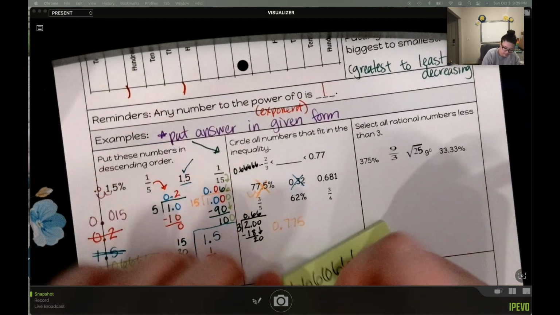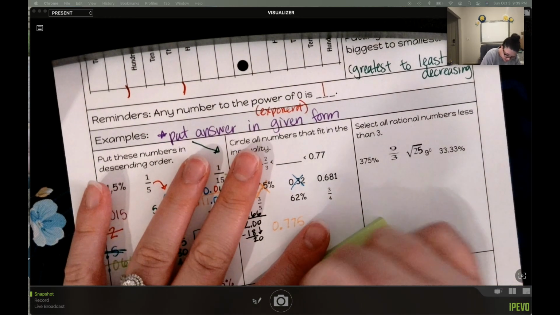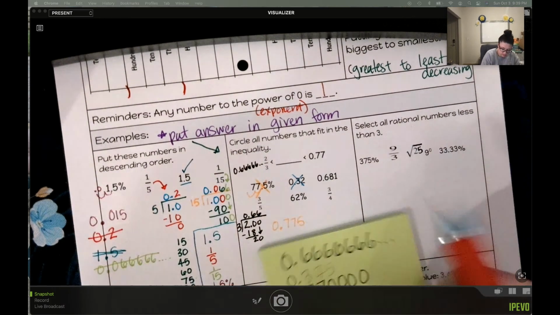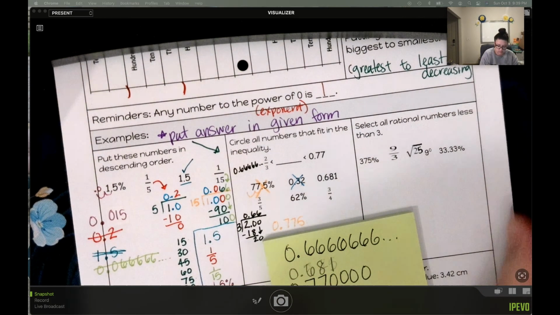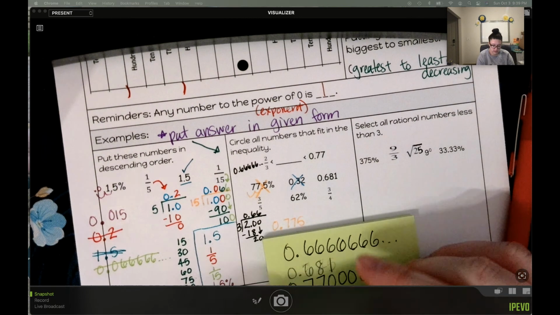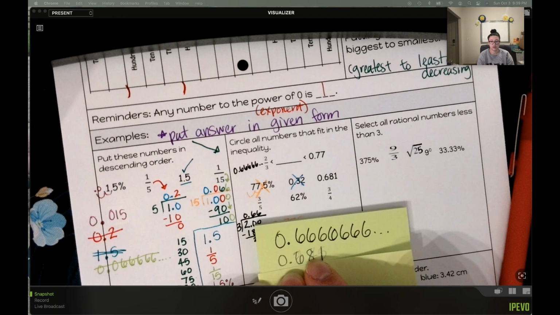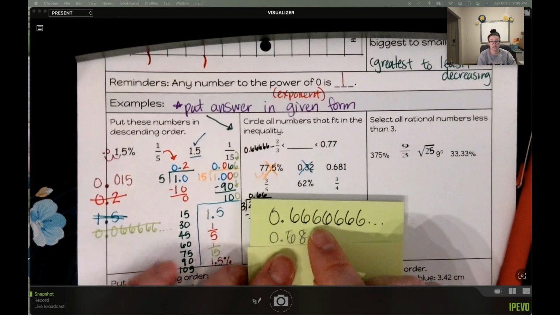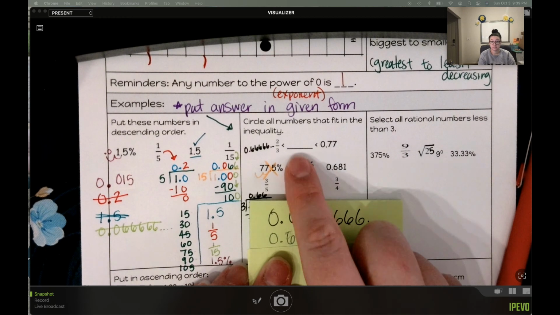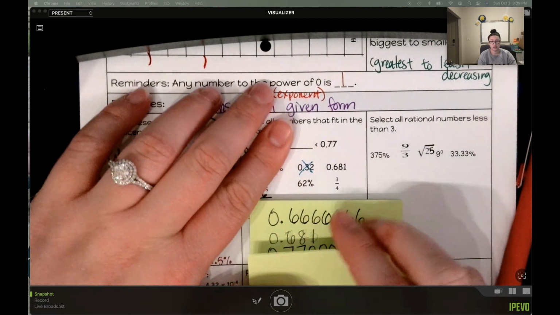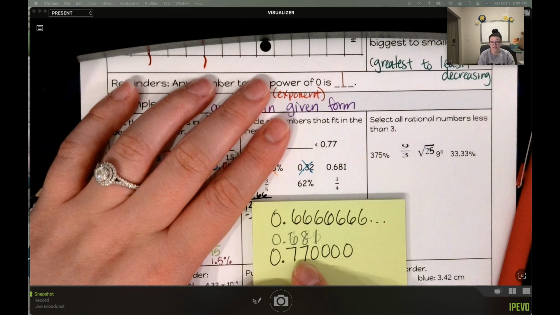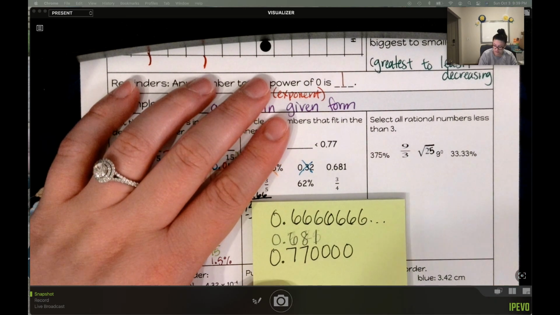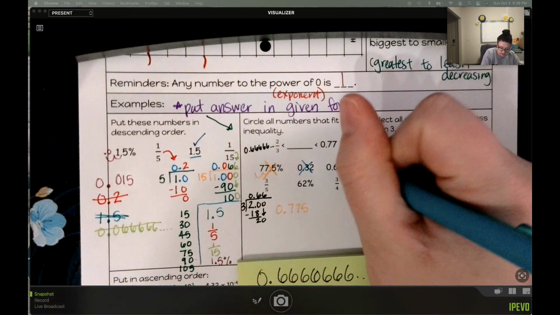Our next one again. In decimal form, they're so kind. 0.681. Is 0.681 bigger than 0.6 repeating? It's bigger than that. Is it also less than 0.77? Yeah. So this one works. This one's good. This is good. Let's circle it.